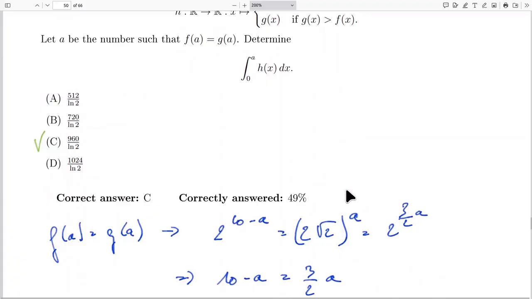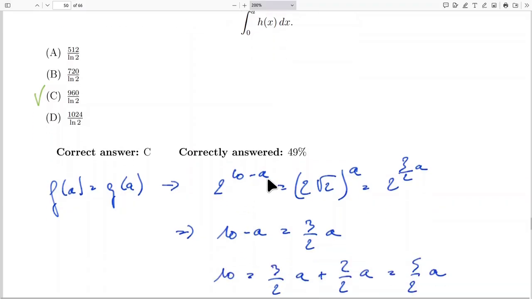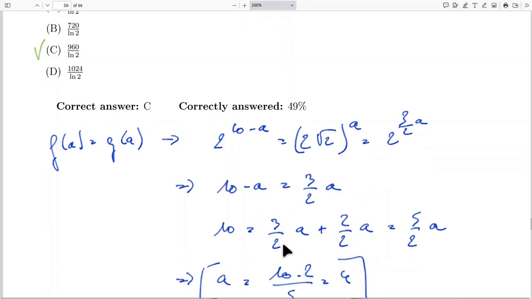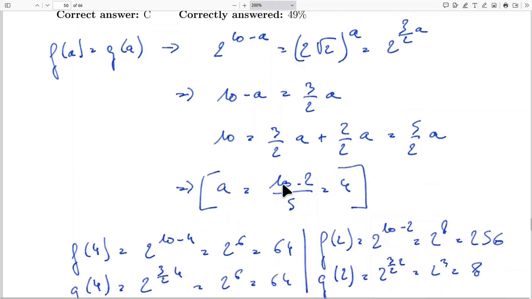So we have that f of a is g of a, so 2 to the power 10 minus a is 2 times the square root of 2 to the power of a, which is 2 to the power of 3 over 2 times a. So we have 2 as base on both sides, so that means the powers have to be equal. So 10 minus a is 3 halves of a, or 10 is 3 halves of a plus 2 halves of a, or 5 halves of a. So a is 10 times 2 over 5, or 4. So a is 4.